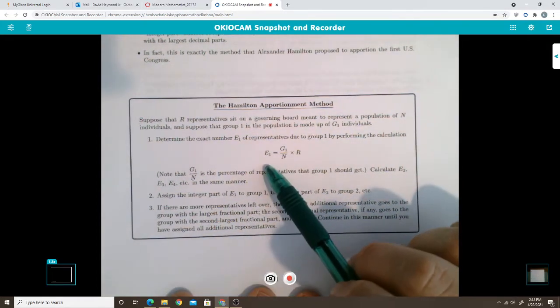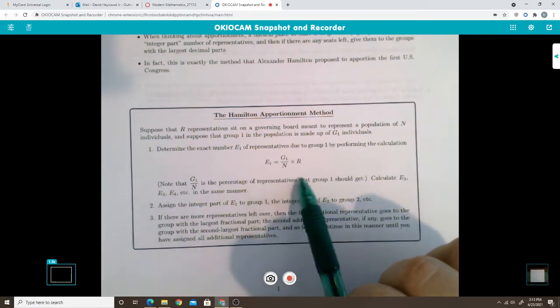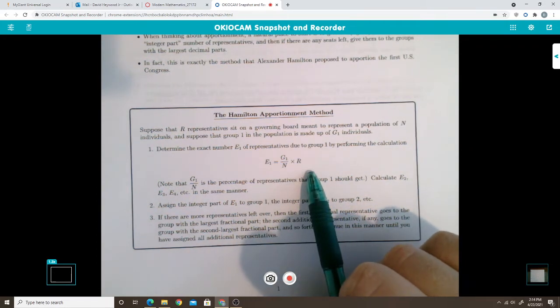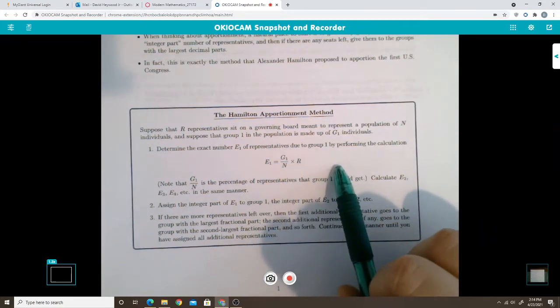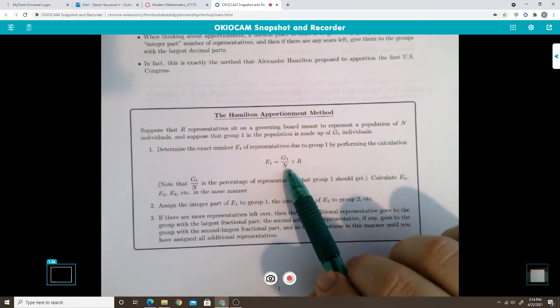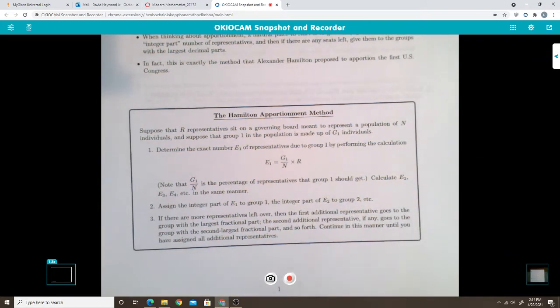Okay, so now the problem, though, is this. This is likely to be some kind of decimal number, right? So E1 might come out to 45.763, right? Well, you can't have 0.763 individuals. It doesn't make sense. So you would either have 45 or 46 individuals that you would apportion to represent this first group in that case.